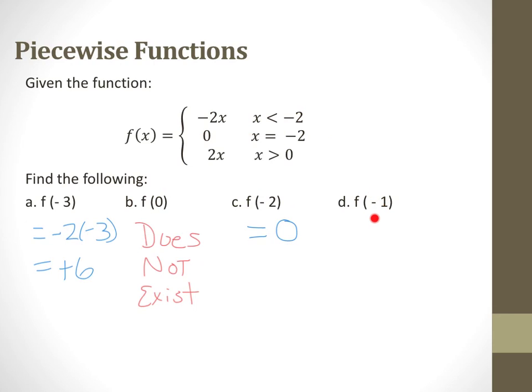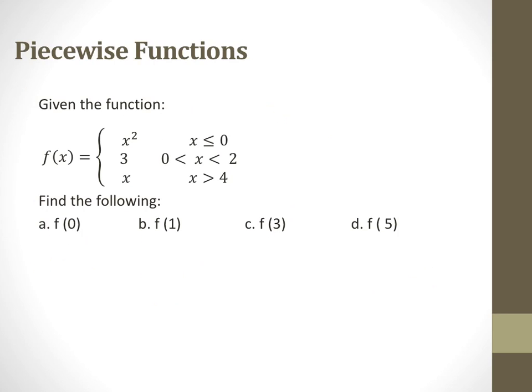For the last one, f of -1, where does -1 fall? Is -1 less than -2? No, so we can't use the first piece. Is -1 greater than 0? No, can't use that. Is -1 equal to -2? No. So this one does not exist as well. Here's another function. Pause the video and see if you can evaluate each of these, and then come back and I'll give you the solutions.